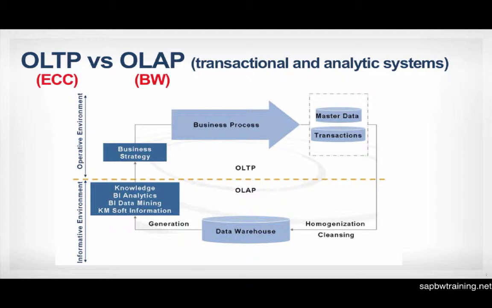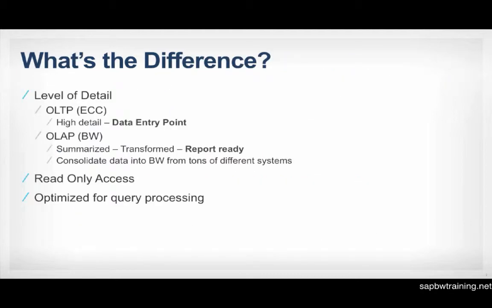And during that pull process, BW will cleanse that data, removing any invalid values that would have caused issues in reporting. And it's essentially staging the data and aligning it exactly how the reports are architected for the end user. So what's the difference between OLAP and OLTP? Again, think of the OLTP system as the data entry point, very high detail, and the BW system is where the data is summarized, transformed, and ready to be reported off of.